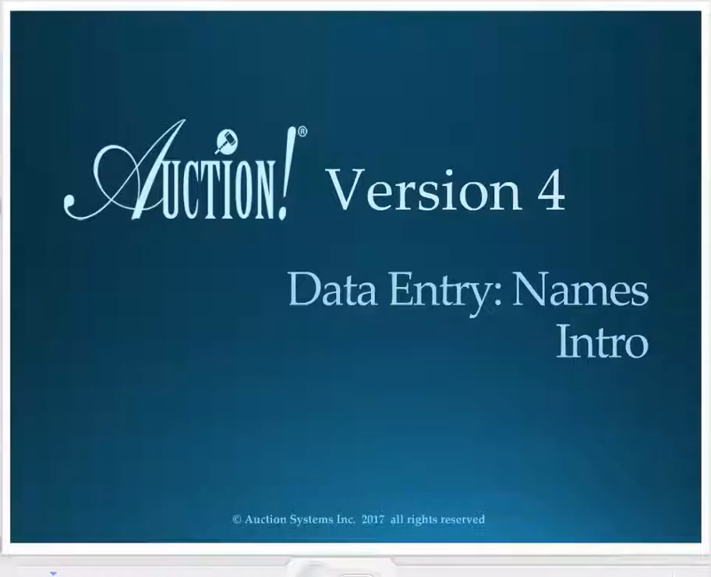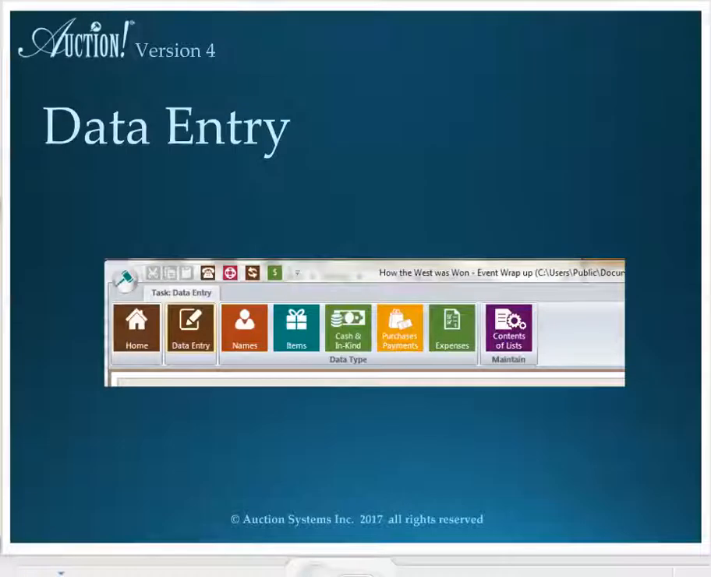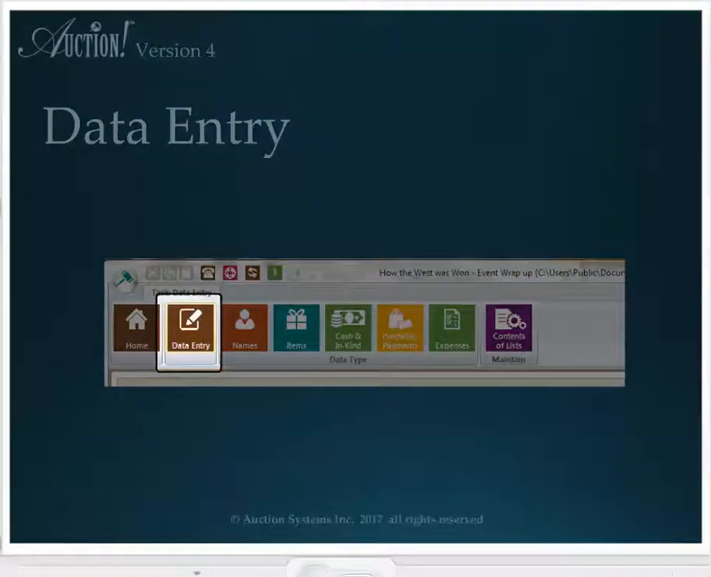Welcome to Auction version 4, the event management software tool from Auction Systems. This video is an introduction to the data entry for names task. The names data entry area can be found on the main home task ribbon. Click Data Entry and then click Names.